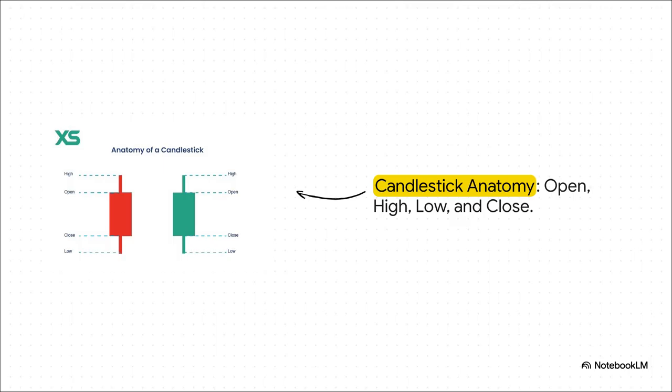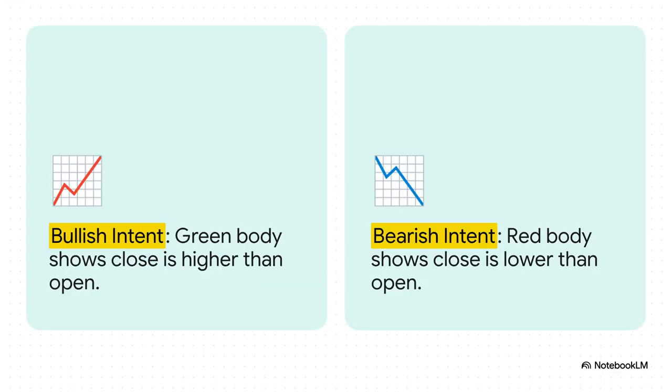The thick colored part, which we call the body, shows you the real estate between the opening and closing price. But the really interesting parts are those thin lines extending above and below. We call those the wicks, or shadows. They reveal the extreme highs and lows of the skirmish. It shows you exactly how far one side managed to push the price before the other side stepped in and fought back. The color of that body tells you who won the session.